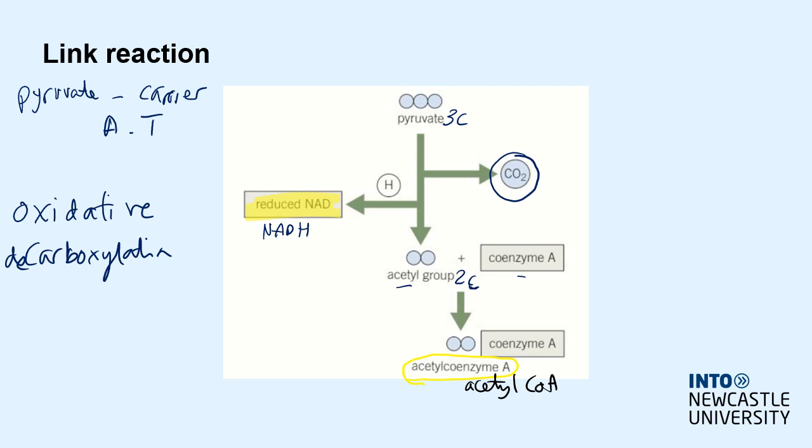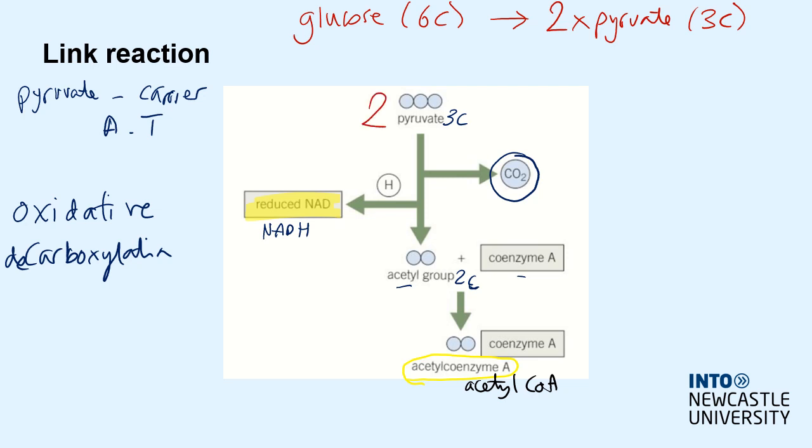Now we need to remember that at the beginning we had a glucose molecule, which was 6 carbon, and at the end of glycolysis we have 2 molecules of pyruvate, which are 3 carbon. So that means everything here happens twice per original glucose. So we'll have 2 pyruvates producing 2 molecules of carbon dioxide, 2 molecules of reduced NAD, and 2 molecules of acetyl joining to form 2 molecules of acetyl coenzyme A. So it's worth mentioning twice per original glucose.